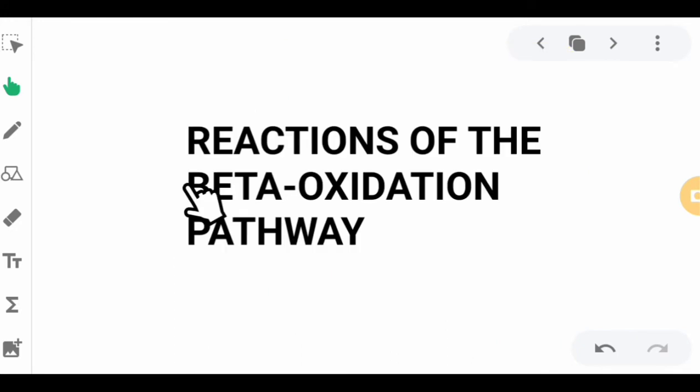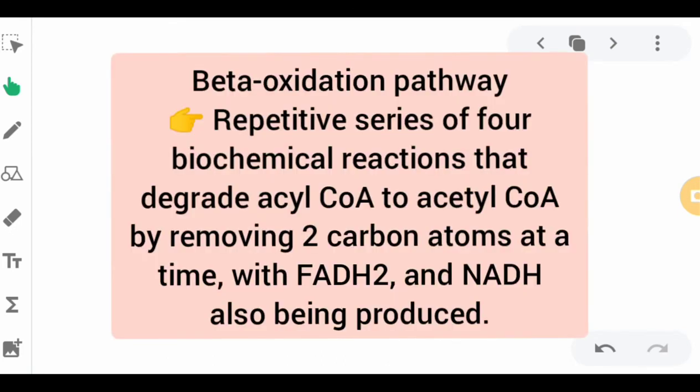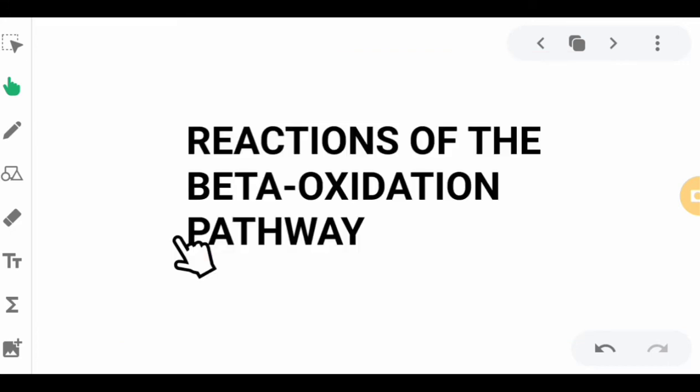And then the third stage is the reactions of the beta-oxidation pathway. We can define the beta-oxidation pathway as a repetitive series of 4 biochemical reactions that degrade acyl-CoA to acetyl-CoA by removing 2 carbon atoms at a time, with the reduced form of flavin adenine dinucleotide and the reduced form of nicotinamide adenine dinucleotide also being produced. So this process is a 4-reaction sequence that generates the acetyl-CoA molecule and an acyl-CoA molecule that has 2 fewer carbon atoms. Let us start.